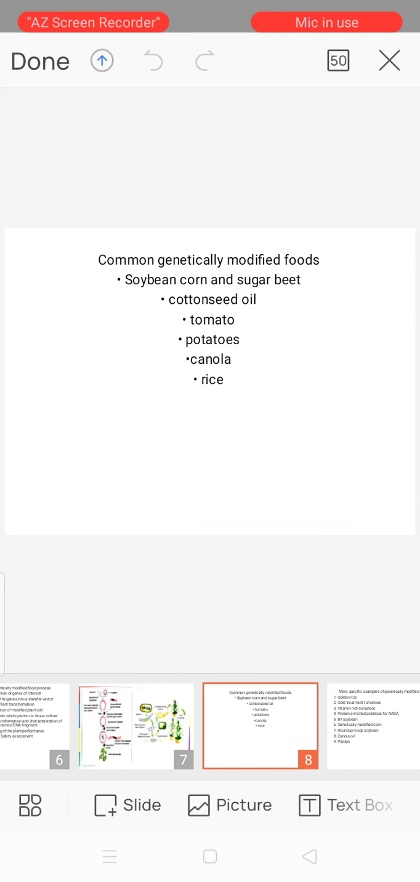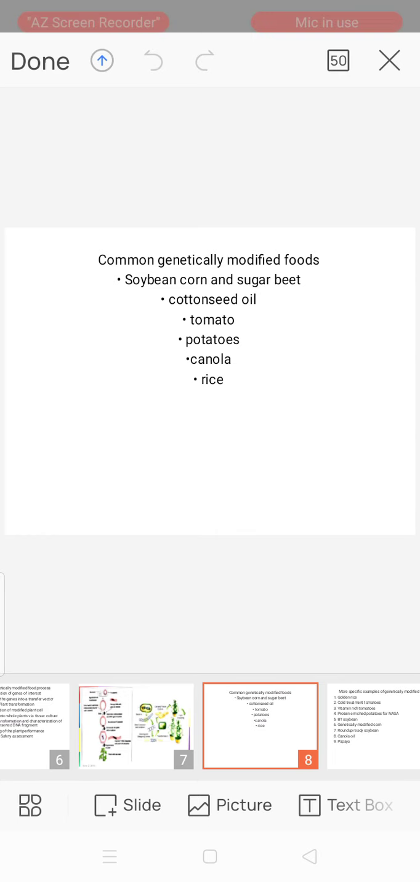Next one is common genetically modified foods. First one, soya bean, corn and sugar beet. This is resistance to glyphosate by inserting herbicide resistance gene. Second one, cotton seed oil. It is by inserting pest resistance Bt crystal protein gene.